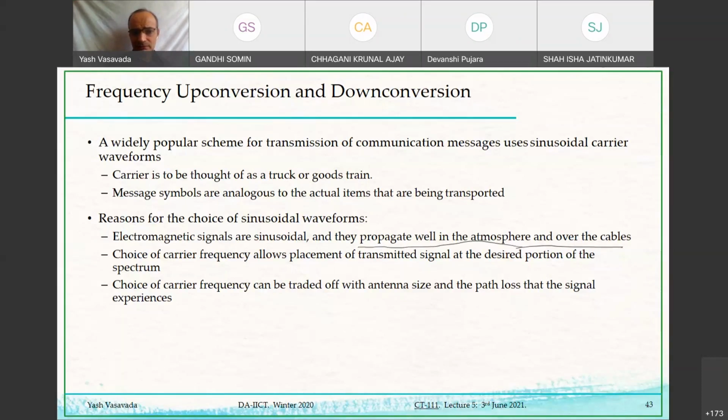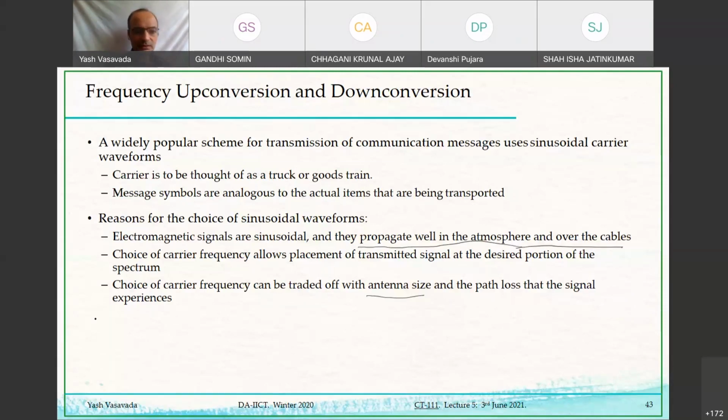If we don't do that, then either we will not be able to transmit anything to a sufficient distance, or to transmit our symbols to a sufficient distance, we will need antennas which are really, really big. There is a principle of electromagnetic transmission that as you increase the frequency of transmission, the size of the antenna that is required becomes smaller.